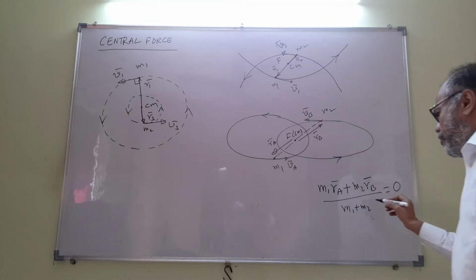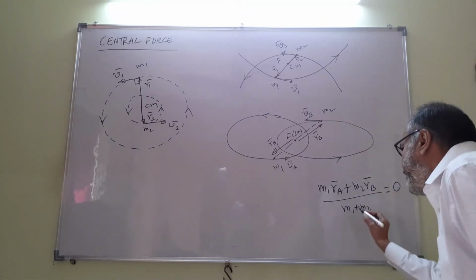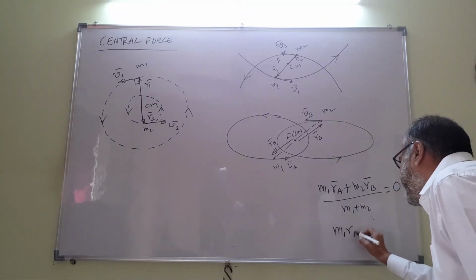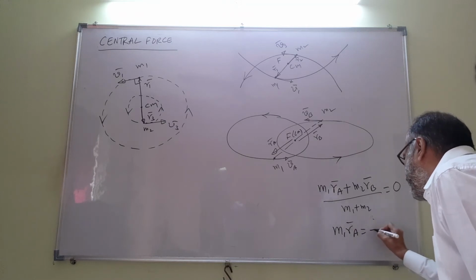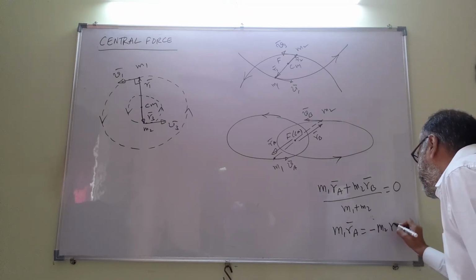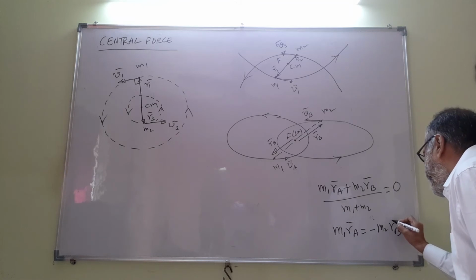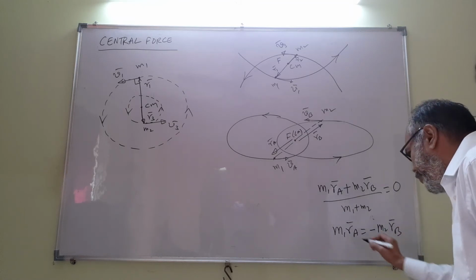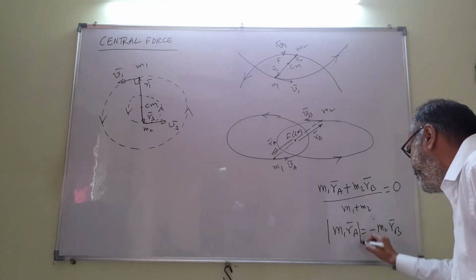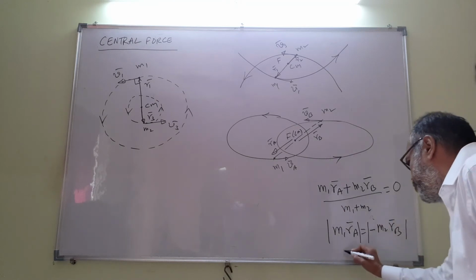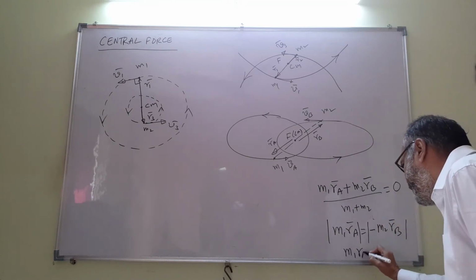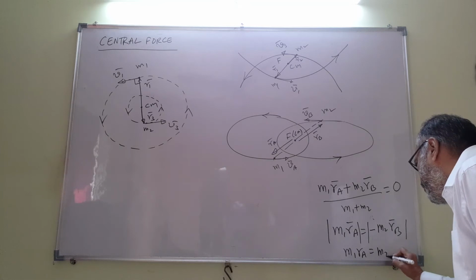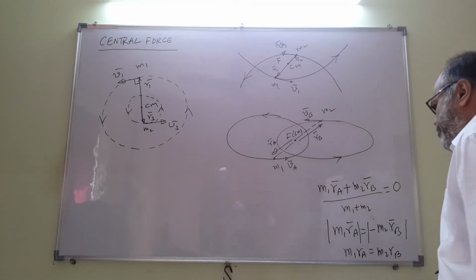Now, from this we get M1 RA is equal to minus M2 RB. Or you take the modulus value on both the sides, you get M1 RA is equal to M2 RB.